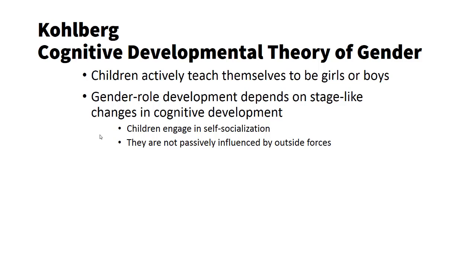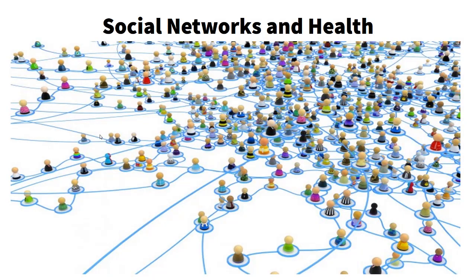That there's this whole gender role development, and it's similar to stage-like changes in cognitive development. We engage in self-socialization and in stage-like manner, teach ourselves how to be more similar or different than other people with whom we identify. So how does this all link back? It seems kind of a strange mix of including some of these behavioral theories and then also looking at different theories of gender development.